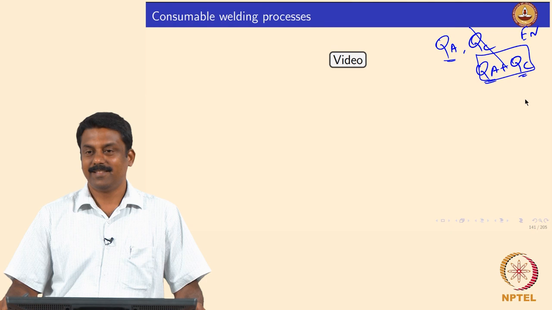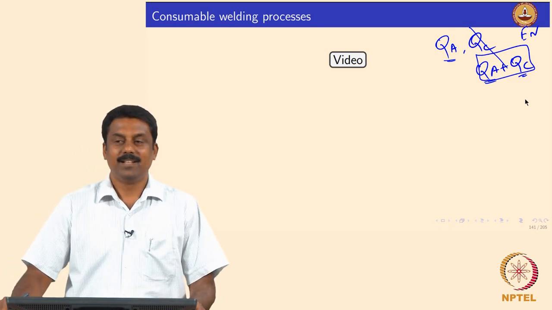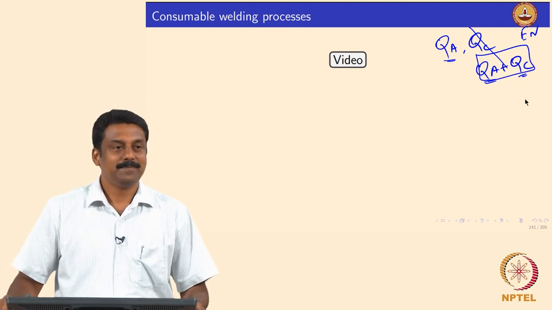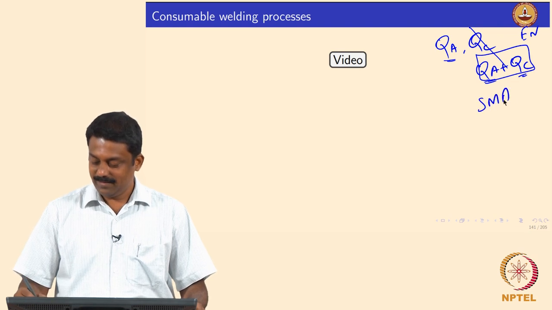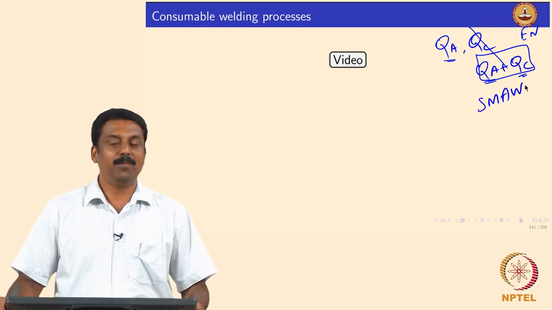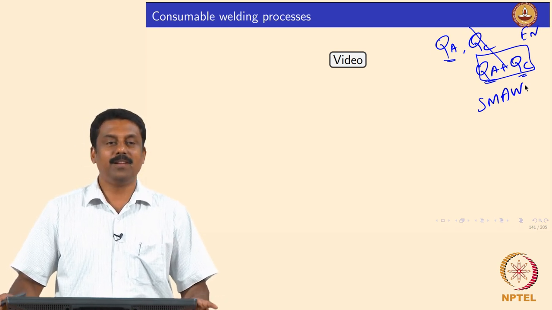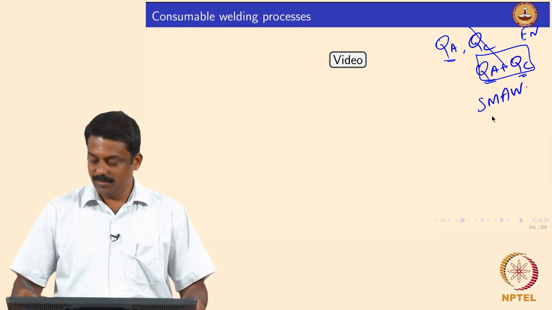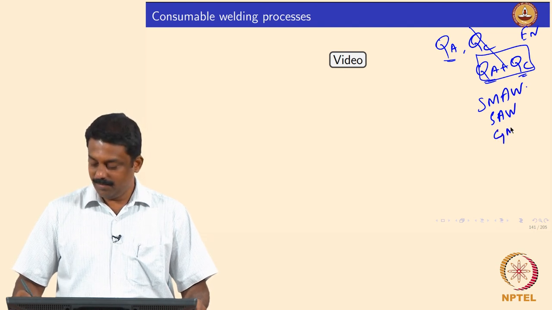And then another famous, very commonly used, low cost process. Yes, SMAW. What is SMAW? Shielded metal arc welding, or manual metal arc welding, or stick welding. So these four are the most commonly used consumable welding processes: SMAW, SAW, which is submerged arc welding, GMAW, gas metal arc welding, and then flux cored arc welding.